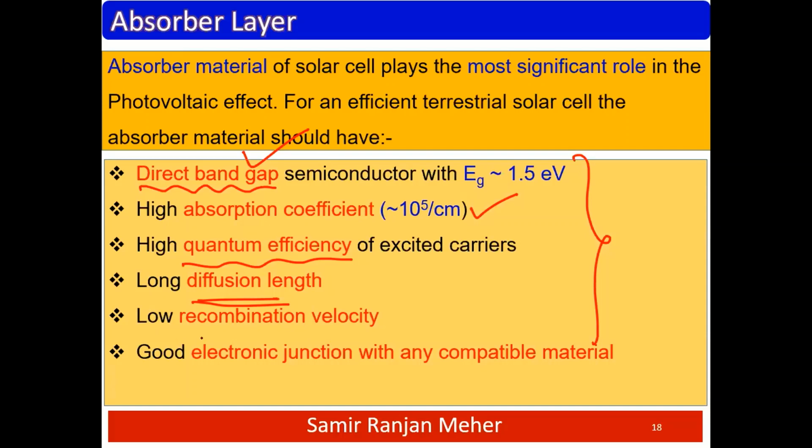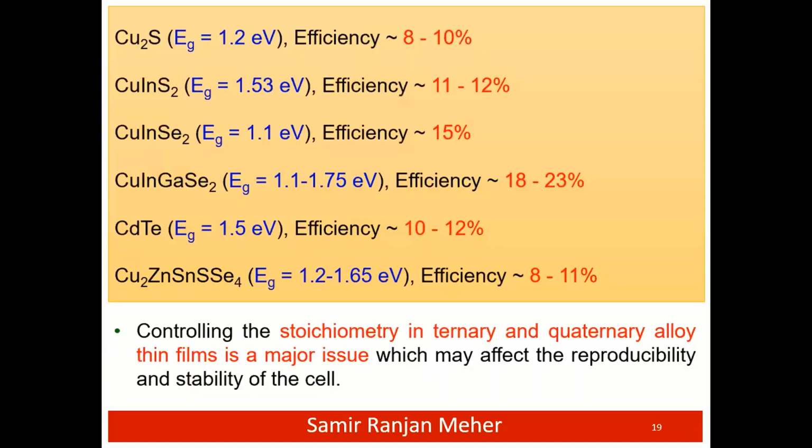Same is the case with the recombination velocity. It should be very, very low. And it should form a good electronic junction with the other compatible material for the window layer. There are a few basic examples here. I have shown them: copper indium gallium sulfide selenide, CIGS, cadmium telluride, copper zinc tin sulfide or selenide.